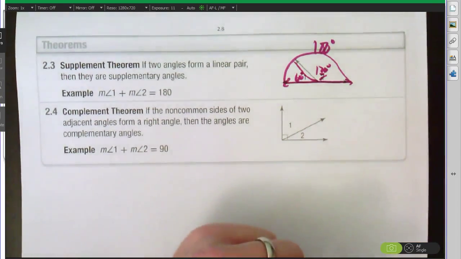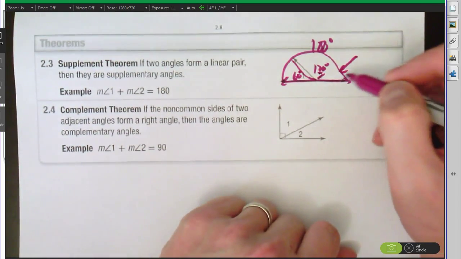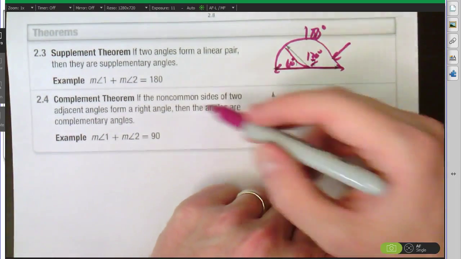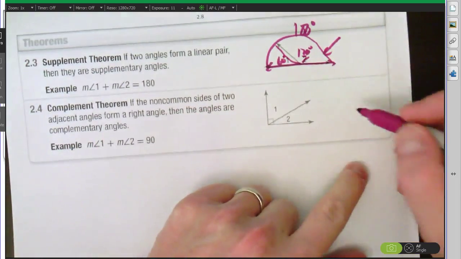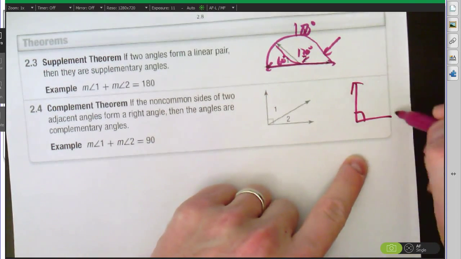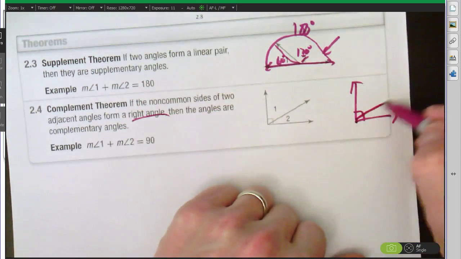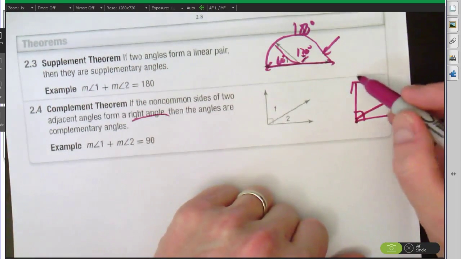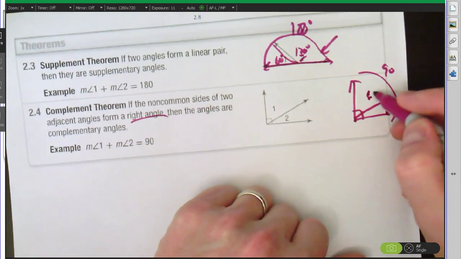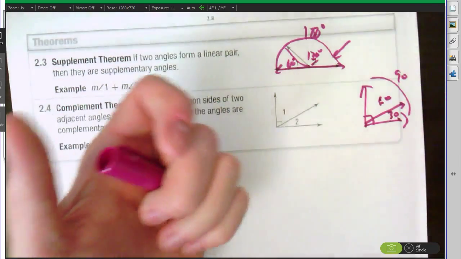We'll use this theorem in a few specific places, which is why it's so important. And then the non-common sides. Here's basically what we have: two adjacent angles that form a right angle. More importantly, the first thing you have is a right angle. Then we're going to throw another angle in the middle to make it adjacent. The whole thing is 90, so this part plus this part has to be 90. So if this is 60, that means this has to be 30. We're just saying these two angles have to add to 90.